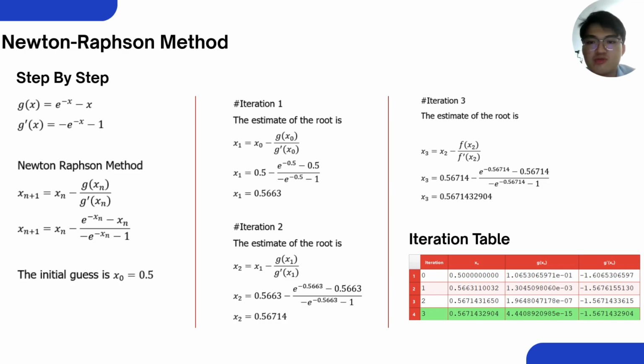After we know the algorithm of the Newton-Raphson method, we need to solve our nonlinear equation. After applying the Newton-Raphson method with the initial guess x0 equal to 0.5, we do iteration 1, iteration 2, and finally in iteration 3, we get the convergent value, which is x3 equal to 0.5671. Surprisingly, the guess is very good. So x3 terminates in iteration 3 with a value of 0.567.